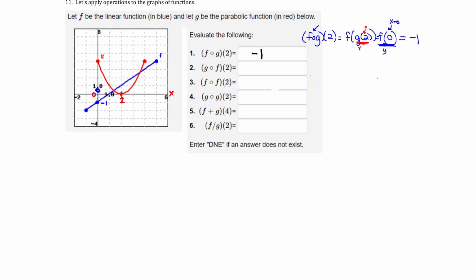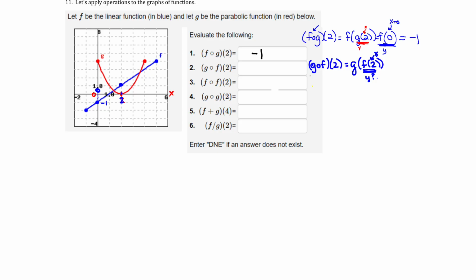All right, let's do the same thing with the next one. I have G composed with F of 2. Starting on the inside, this means we're going to plug F of 2 into G. Now, F of 2 is my blue function, and my X value is 2, so I'm asking what is the corresponding Y value. That's what we have to first start with. F of 2 means what's the Y value when x is 2. So when x is 2, I'm right here.